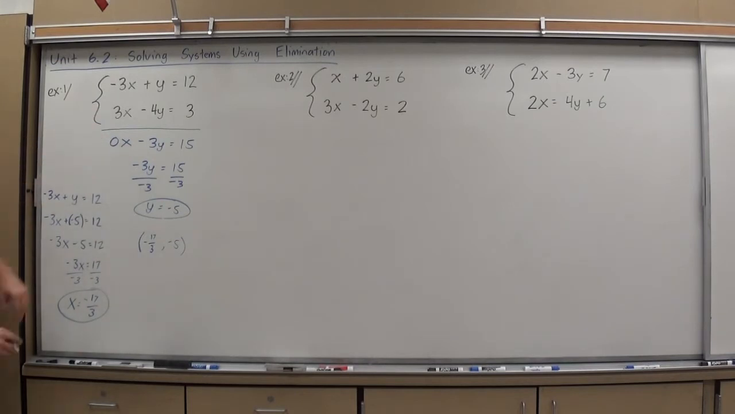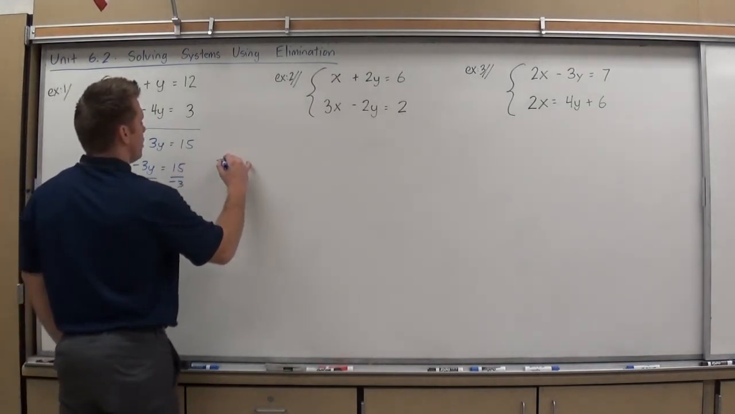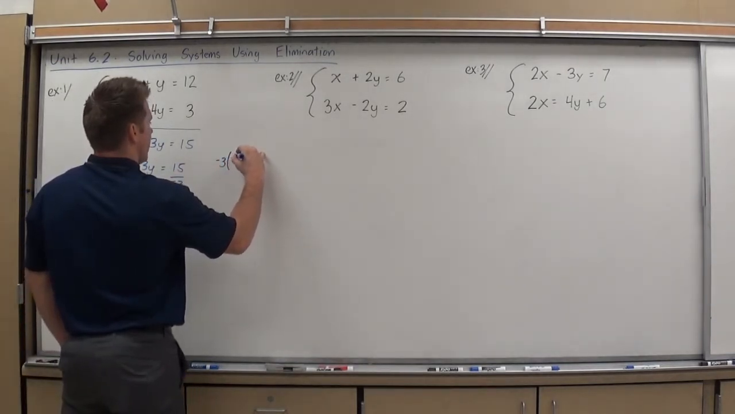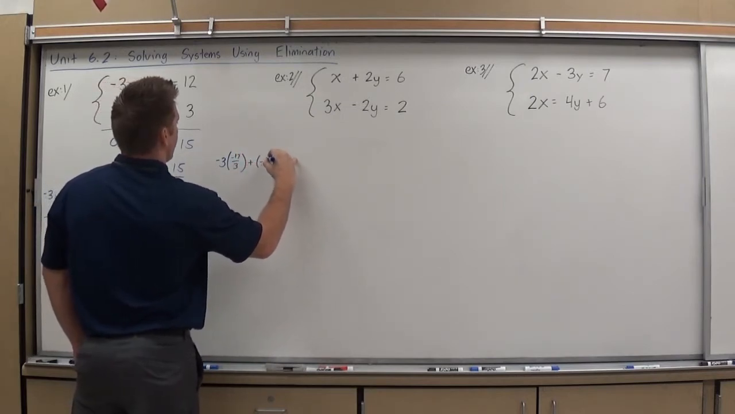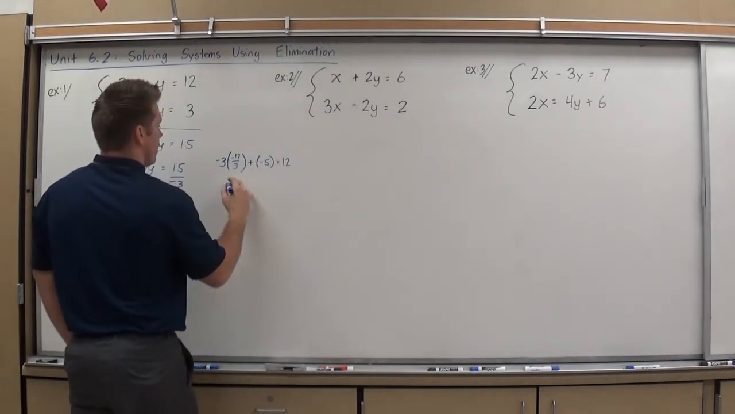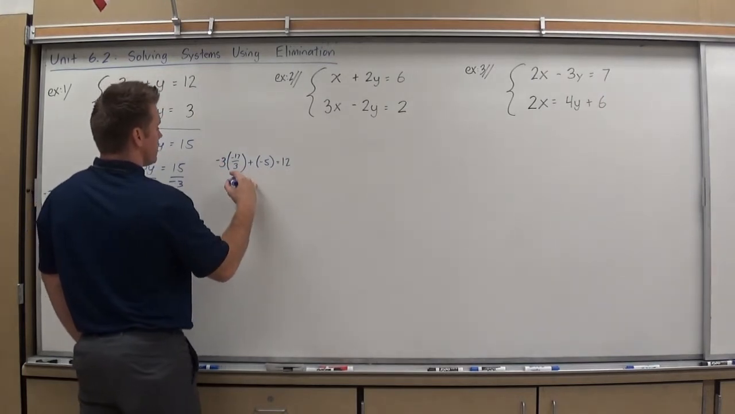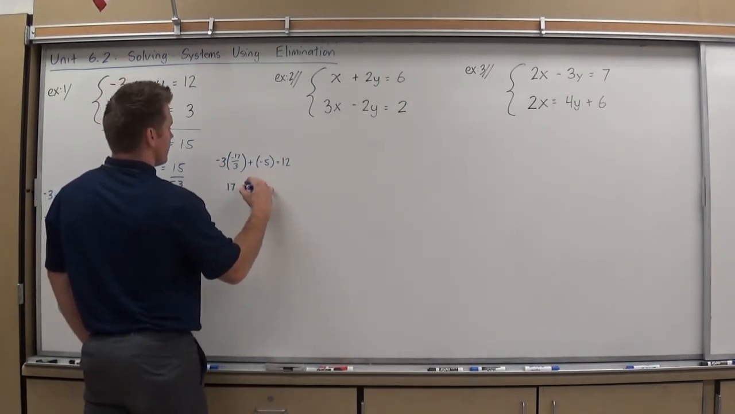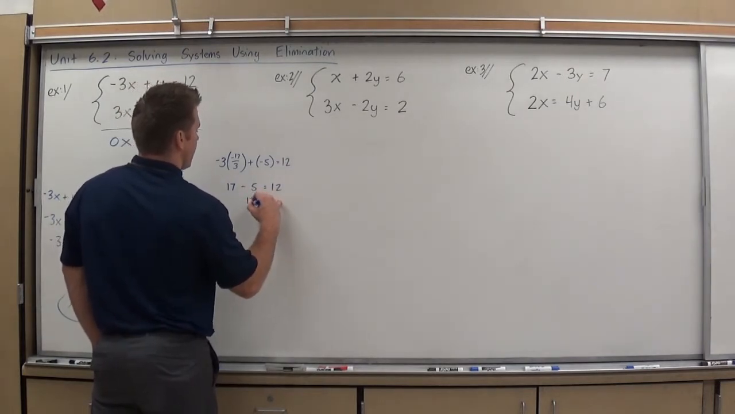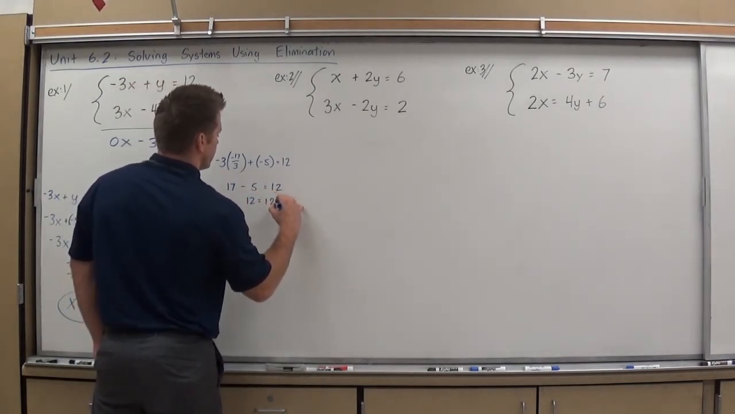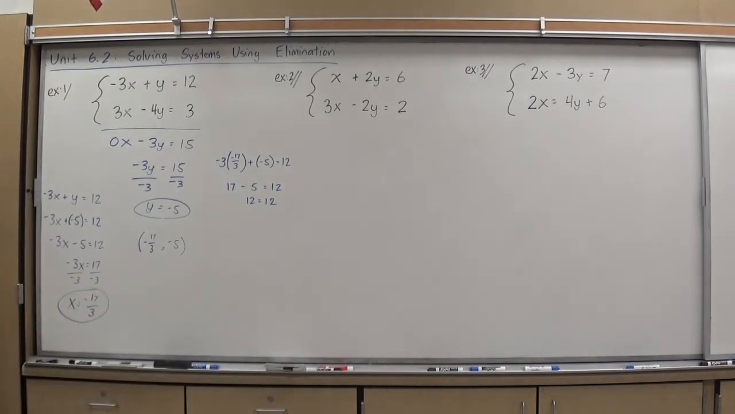I'm going to plug this back into the original top equation. Negative 3 times negative 17 thirds plus a negative 5 equals 12. Negative times negative is a positive. 3 times 3 is just a 17. So it's 17 plus negative 5, which is 17 minus 5, which is 12. So it does indeed work for the first equation, the top one.